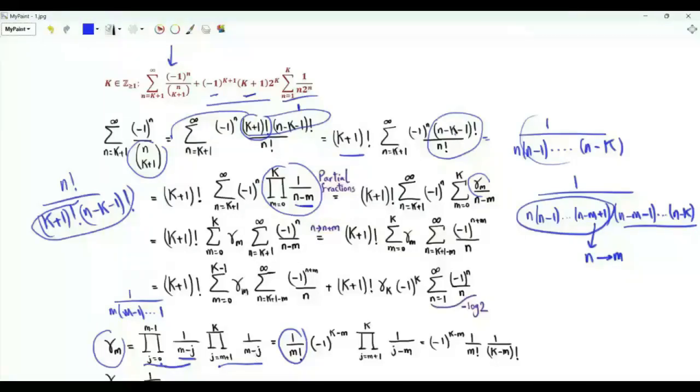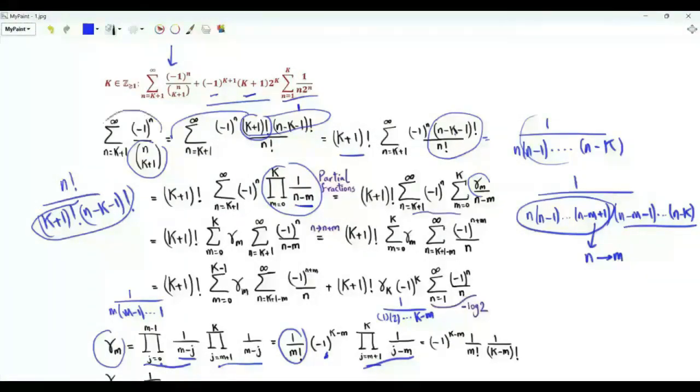The second product has k-m terms. We multiply each term by -1. So we have (-1)^(k-m). Then the product over j from m+1 to k of 1 over (j-m). This is 1 over 1 times 2 times 3 all the way to (k-m). This product is equal to 1 over (k-m) factorial. Gamma_m is (-1)^(k-m) divided by m factorial times (k-m) factorial.